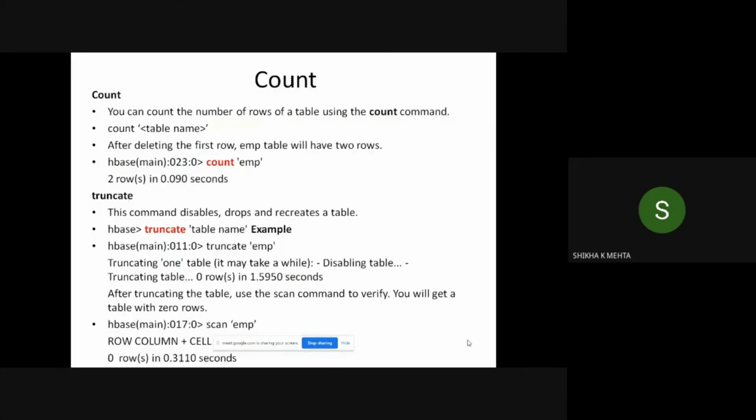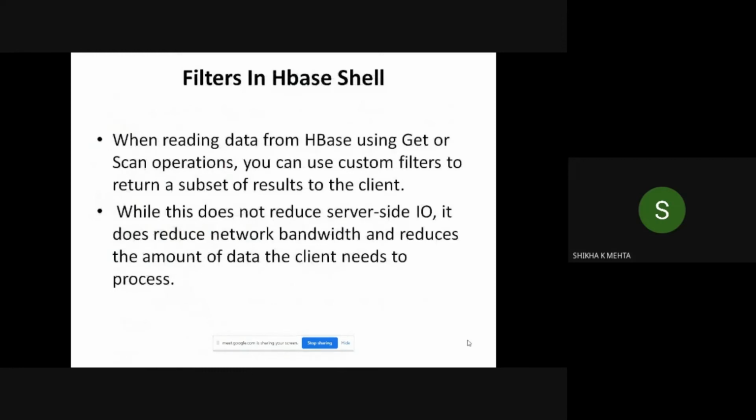And then what we have is filters. When we are reading data from HBase using the get and scan commands, along with them we can use custom filters so that we are able to get a subset of the results. This is like the where clause that you used in SQL, where you specify the condition when you want certain precise results, and here we call them filters. These filters do not reduce the server-side input/output, but they do reduce the network bandwidth and the amount of data the client needs to process.